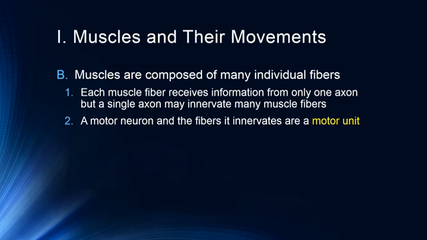Muscles are composed of many individual fibers. Each muscle fiber receives information from only one axon, but a single axon may innervate many muscle fibers. A motor neuron and the fibers it innervates are what we call a motor unit. Whenever that neuron fires, it will cause a contraction of all of the muscle fibers within that motor unit.